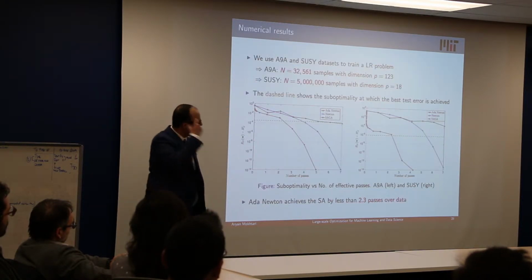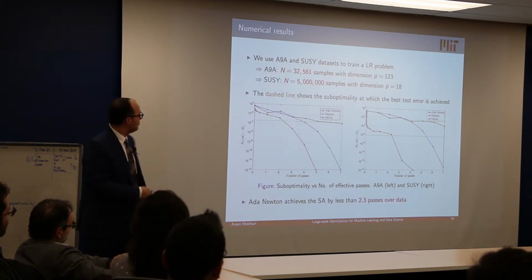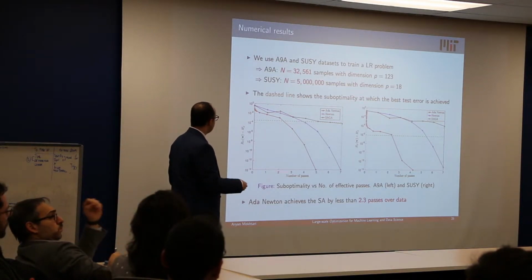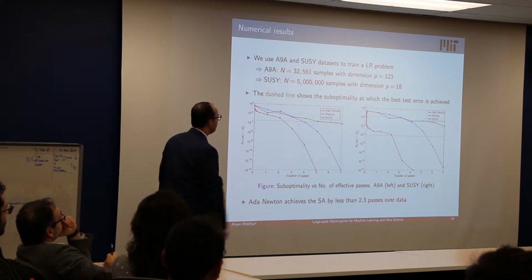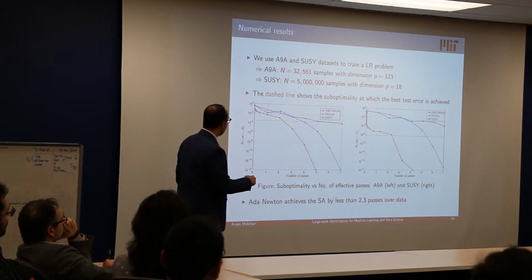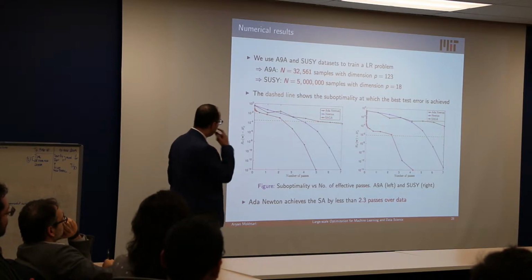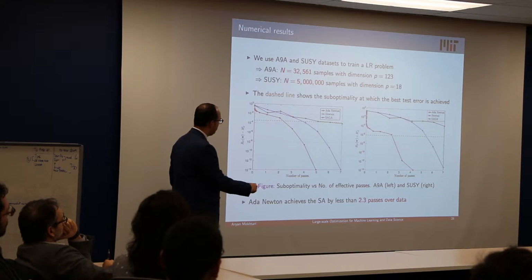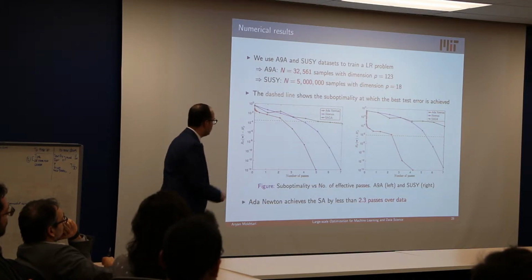So now let's take a look at the performance of this algorithm for some real data sets. Here we have a logistic regression problem with 32,000 samples in this one and 5 million samples in this one. We see the performance of Adam Newton, Newton's method, and a first-order linearly convergent variance-reduced algorithm, SAGA. As you can see in both of these plots, Adam Newton is faster than the other ones in terms of number of passes over data.